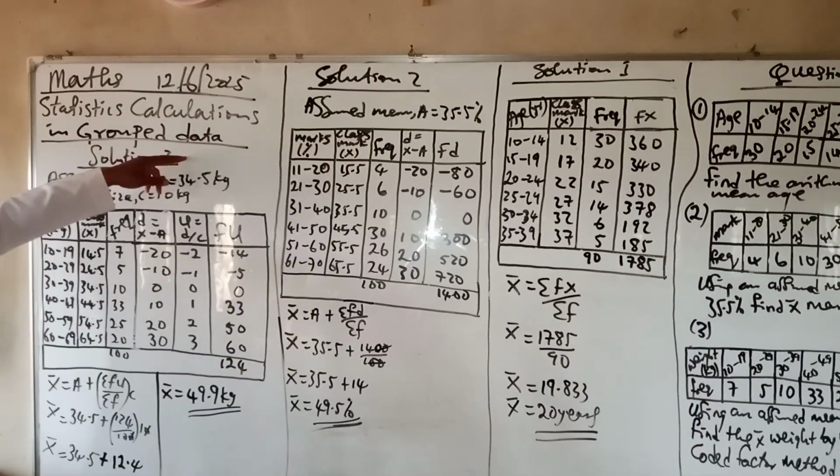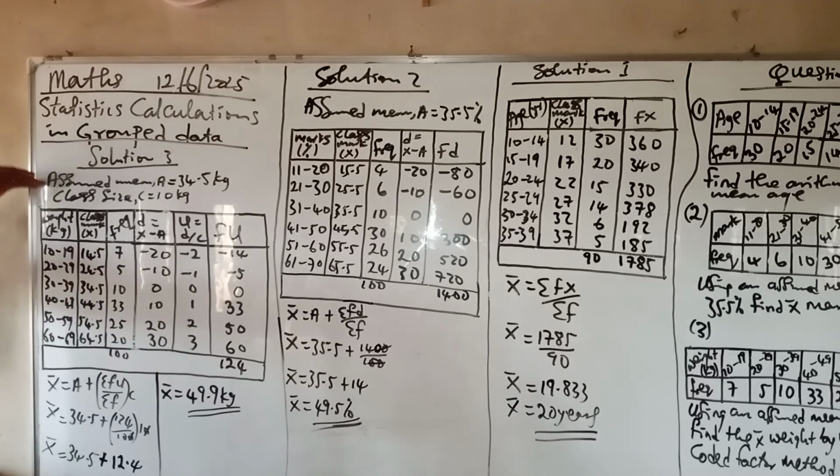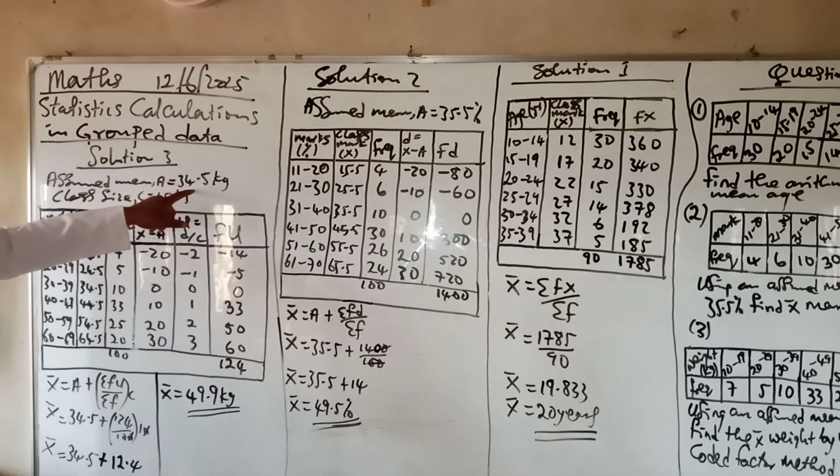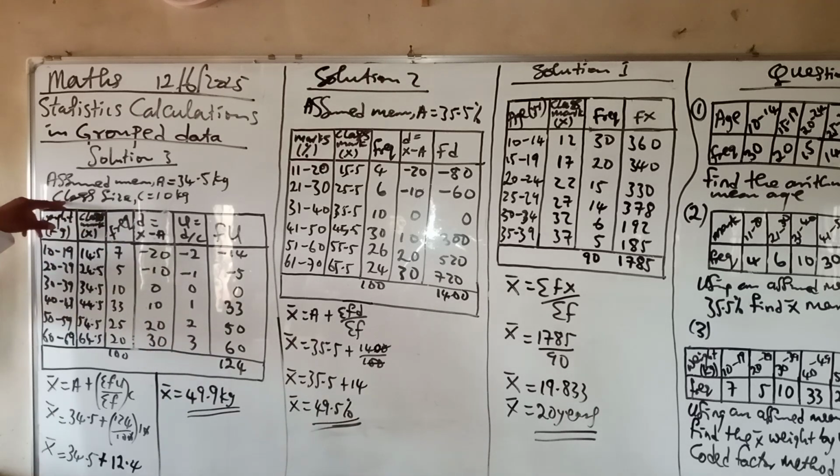In our solution to number 3, this is how we prepare the table. First of all, we have the assumed mean A. We write it down, 34.5 kg, as given to us in the question. Then the next one that will follow as a constant is class size C equals 10 kg. So both of them are in our calculating formula.